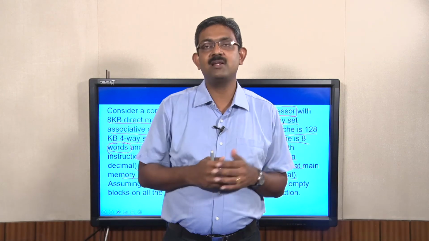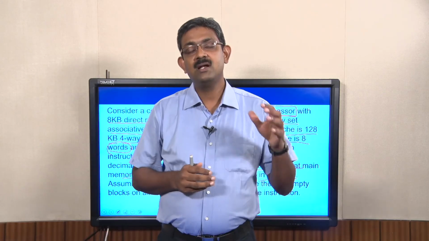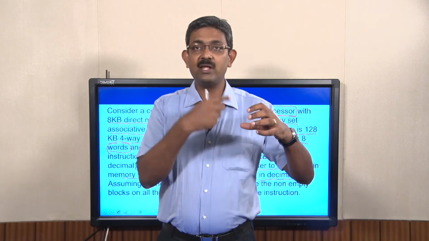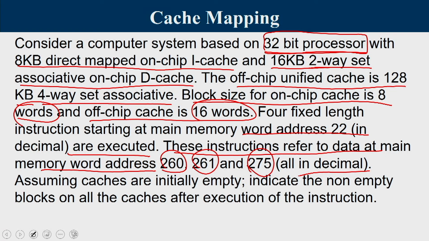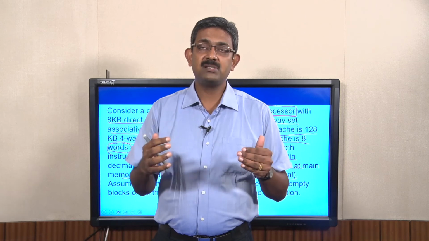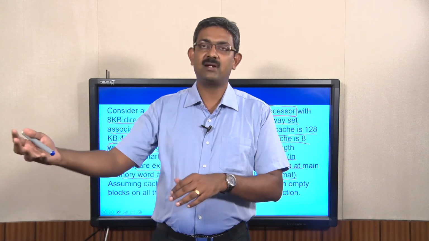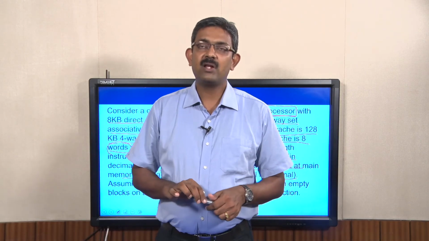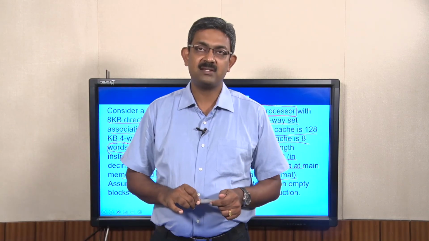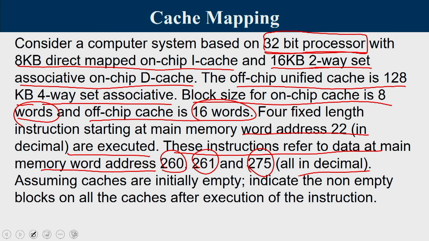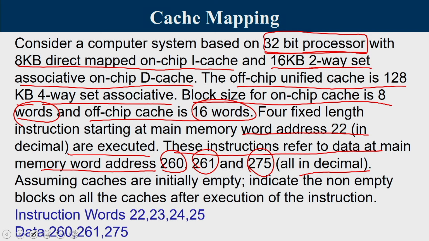They will come to some particular set in the L1 cache. Similarly, upon executing these 4 instructions, words 261 and 275 are accessed. Now, the question is, initially the cache is empty. Upon execution, certain blocks will come in and certain sets get filled up. We are supposed to find out the non-empty sets after execution of this. This question gives you a clear understanding of whether your understanding of mapping is correct.